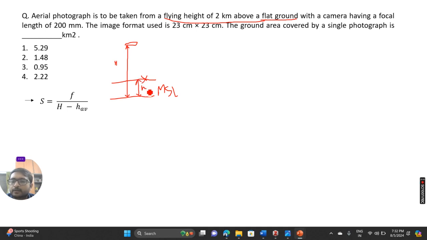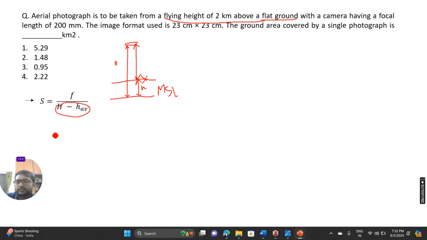So here what they have done is they have directly given this difference to you. This difference which you can see here, which is capital H minus small h, is directly given to you. So we do not need both of them separately. The denominator is directly given to you, which is 2 kilometer, and the focal length is given as 200 mm. So plug that value in and find out the scale.